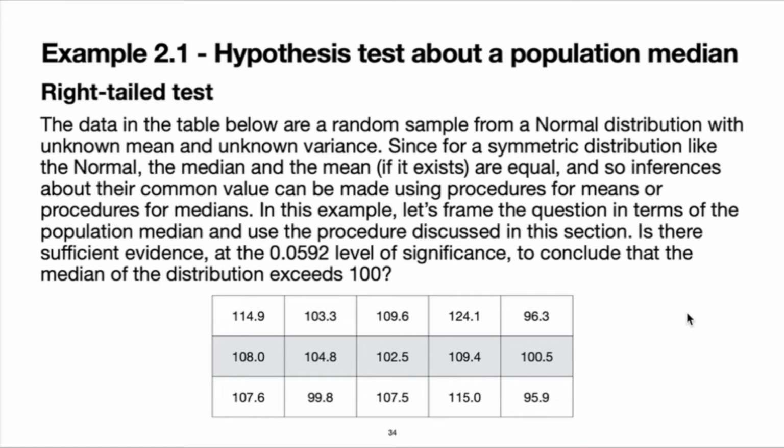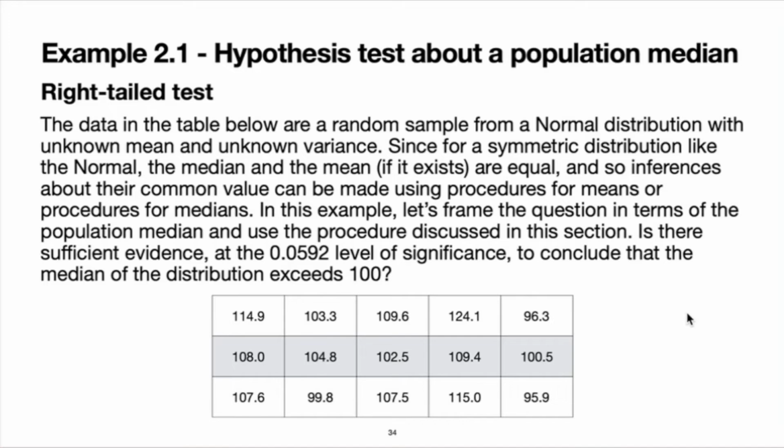The data in the table below are a random sample from a normal distribution with unknown mean and unknown variance. Since for a symmetric distribution like the normal, the median and the mean, if it exists, are equal, inferences about their common value can be made using procedures for means or procedures for medians. In this example, let's frame the question in terms of the population median and use the procedure that we've just discussed to answer the question.